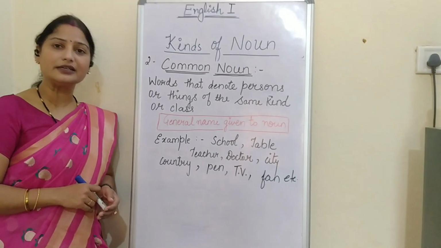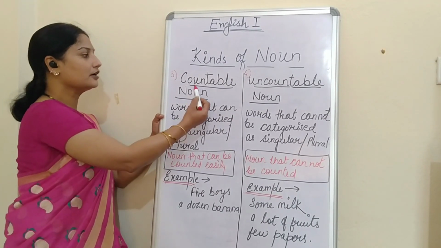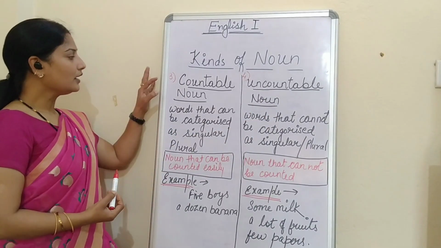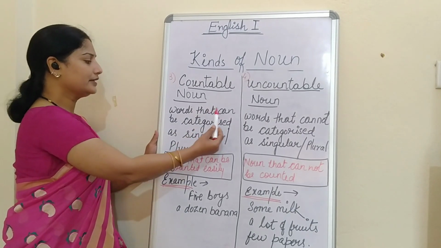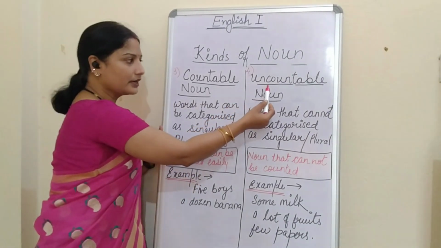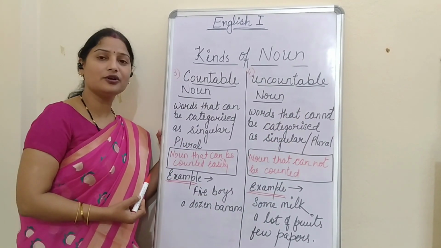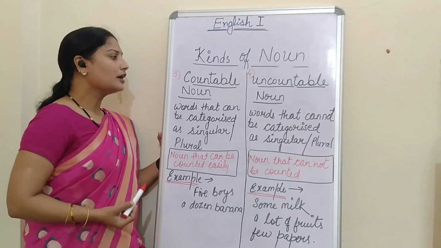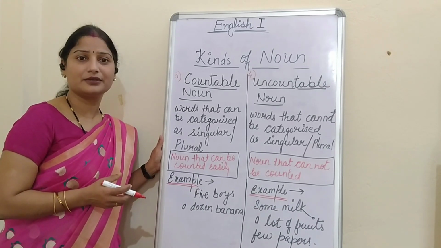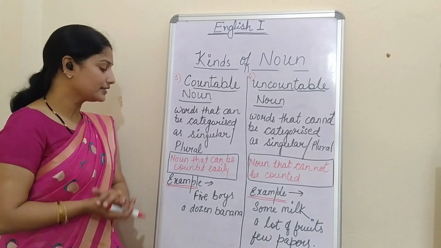Now we will start with the third kind of noun. The next kind of noun is countable noun and the next one is uncountable noun. Countable nouns are words that can be categorized as singular or plural. Uncountable nouns are words that cannot be categorized as singular or plural. Countable noun, we can say, is a noun that can be counted easily. Children, a type of noun that we can count easily is called a countable noun.